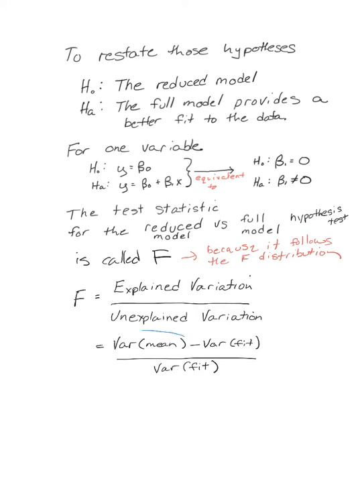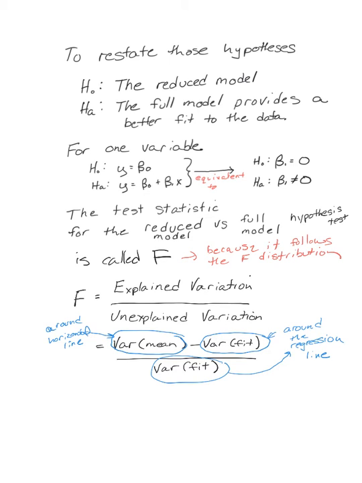So, just to refresh our memory, variation around the mean. This is the variation around the horizontal line, which is always going to be greater than the variation around the regression line. And it's that same variation around the regression line, that's the unexplained variation that's still remaining in the data after we describe it with our regression model.